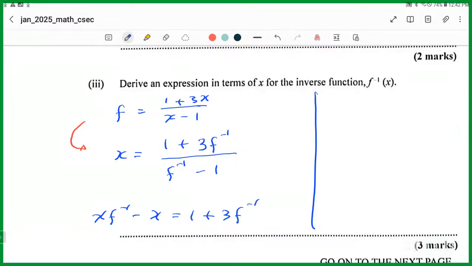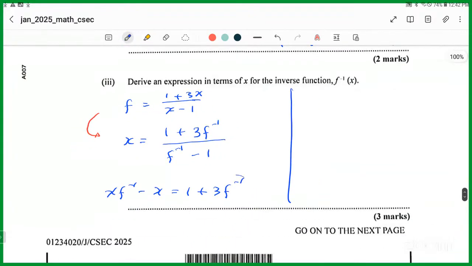Then now I'm going to take this and bring it on this side, and take this minus x and bring it on that side. Alright, let's put it up here. So I'm going to get x times f to the minus 1. That's this. This is going to come over here and become minus 3 times f to the minus 1 equals, this one is on the right side. And then this negative x goes over and becomes a positive x.